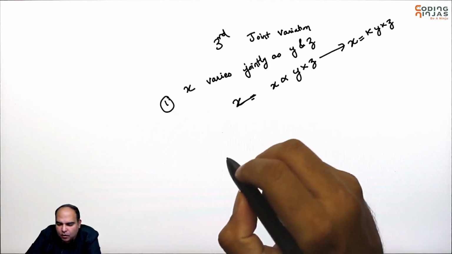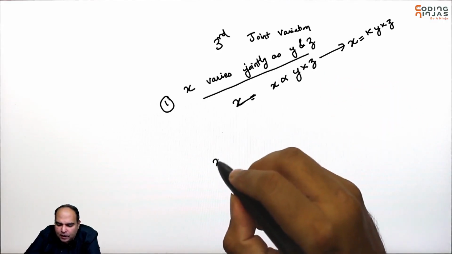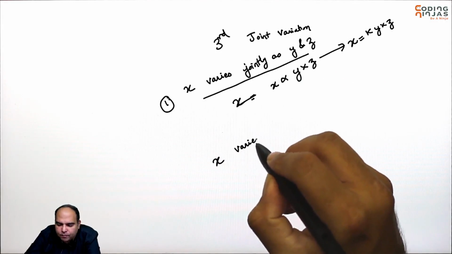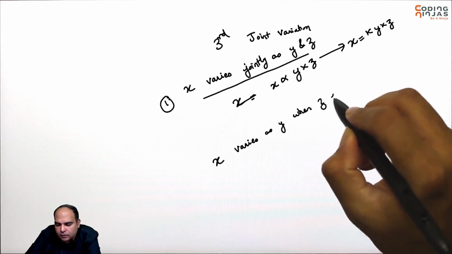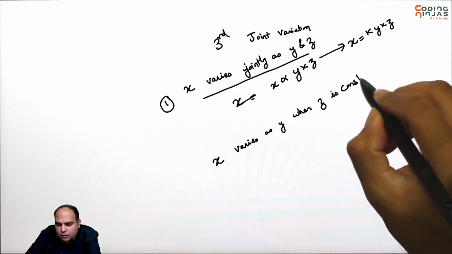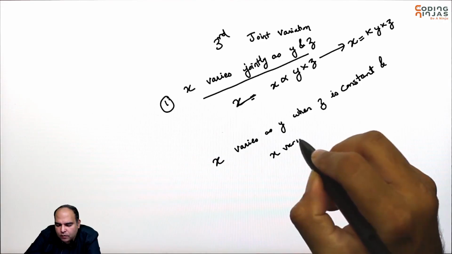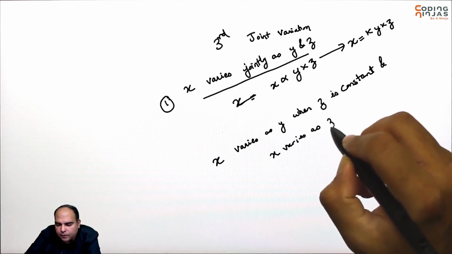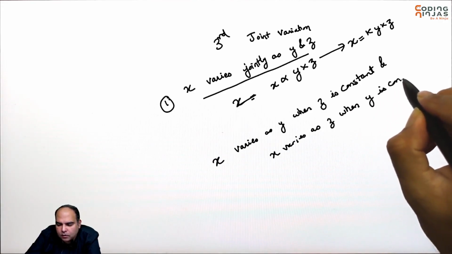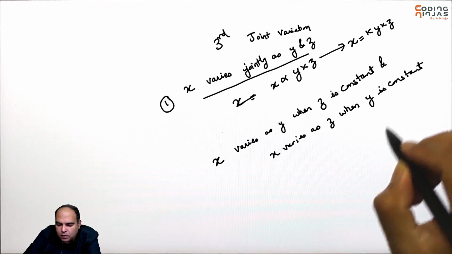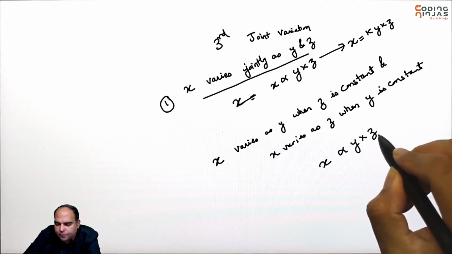And the second way in which joint variation can be written is if you say x varies as y when z is constant, and x varies as z when y is constant. This also means x varies as y into z.